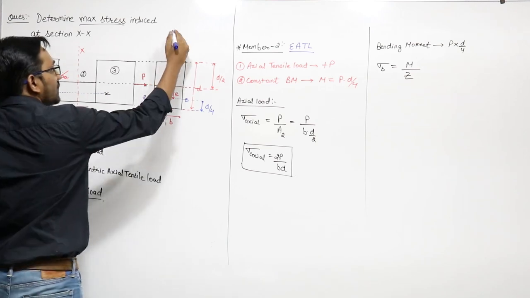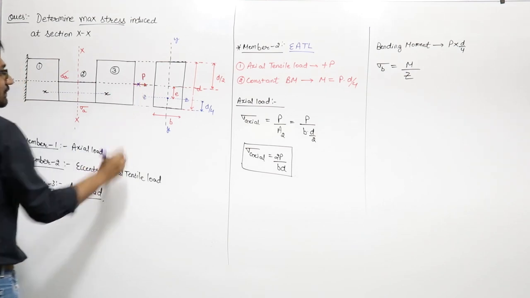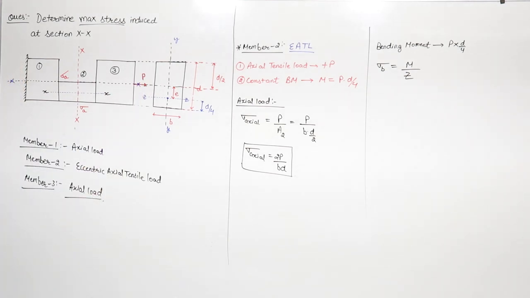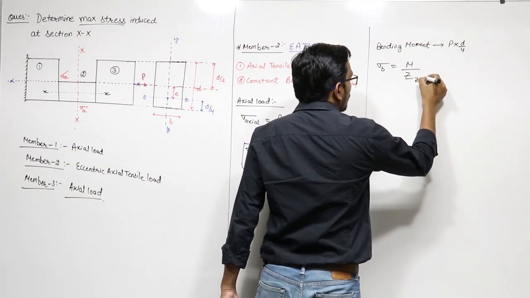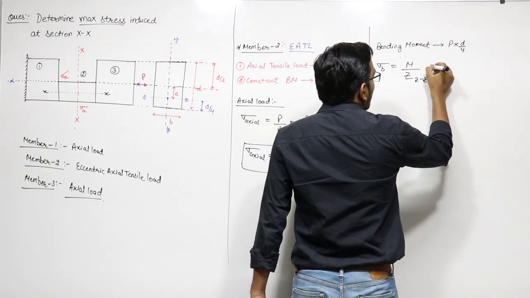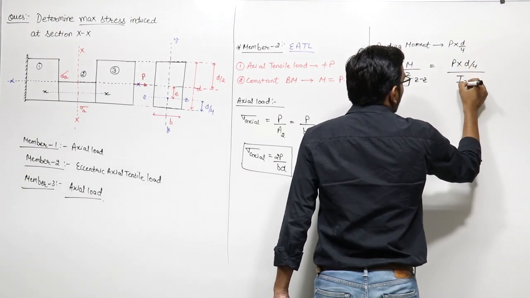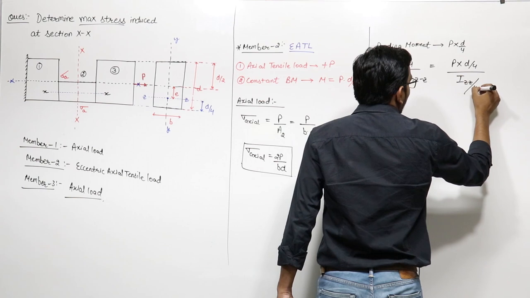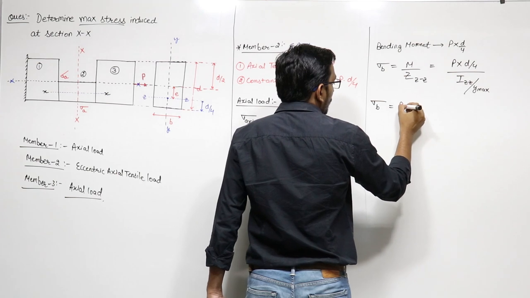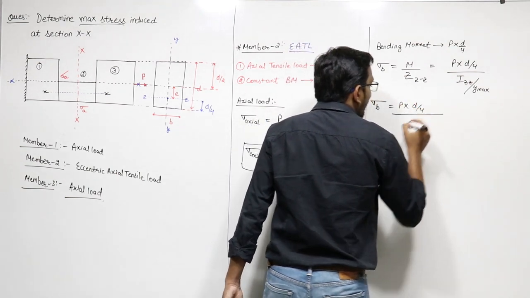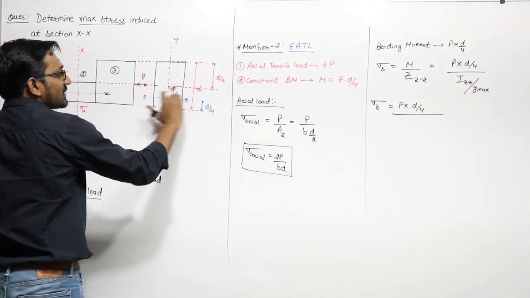If you want to know the axes, this is the Y axis, this is Z, and this is the X axis. So this is M upon Z about the Z axis. This will be equal to P into D by 4 upon the moment of inertia about the Z axis divided by Y max. So the bending stress will be equal to P into D by 4 divided by the moment of inertia of this section about the Z axis.